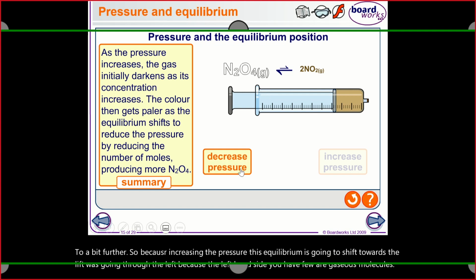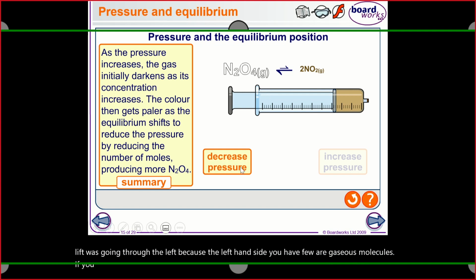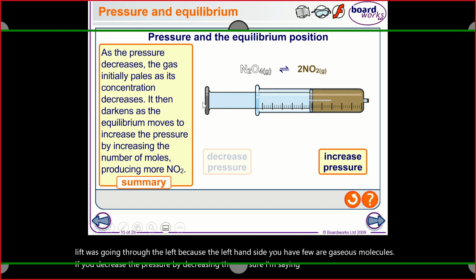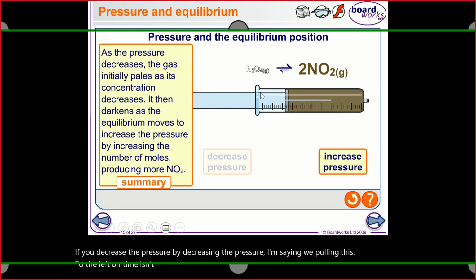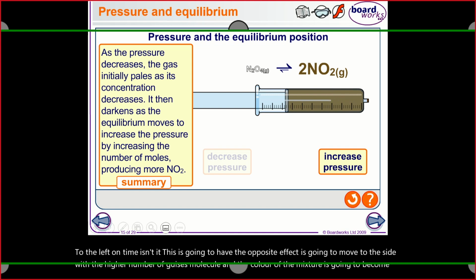Okay. If you decrease the pressure, by decreasing the pressure I'm saying we're pulling this to the left-hand side, isn't it? This is going to have the opposite effect. It's going to move to the side with the higher number of gaseous molecules, and the color of the mixture is going to become a bit darker.